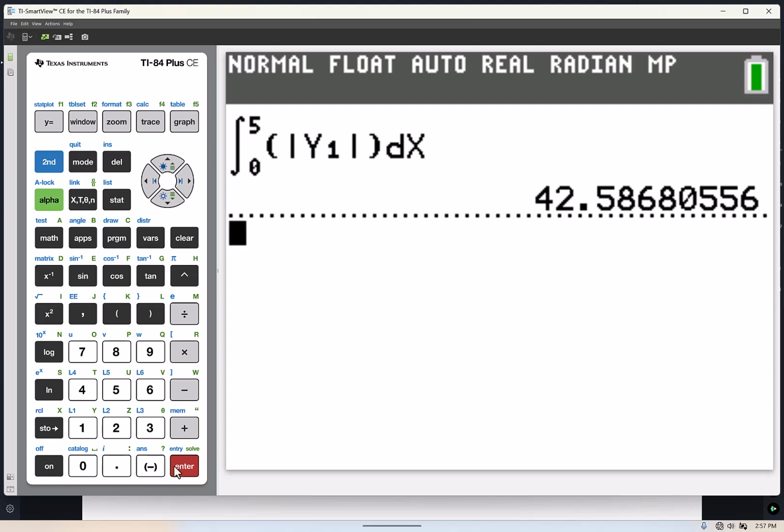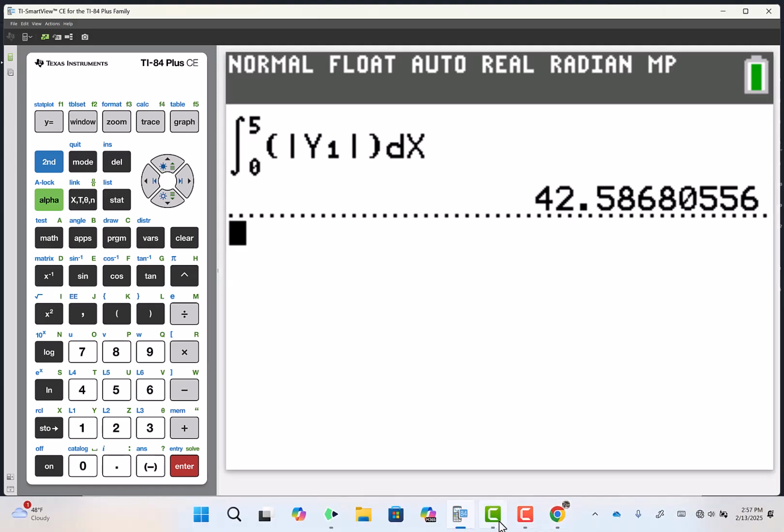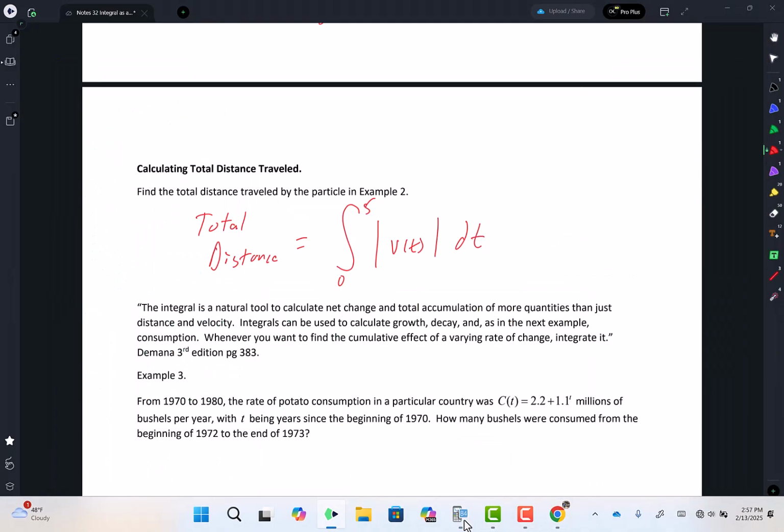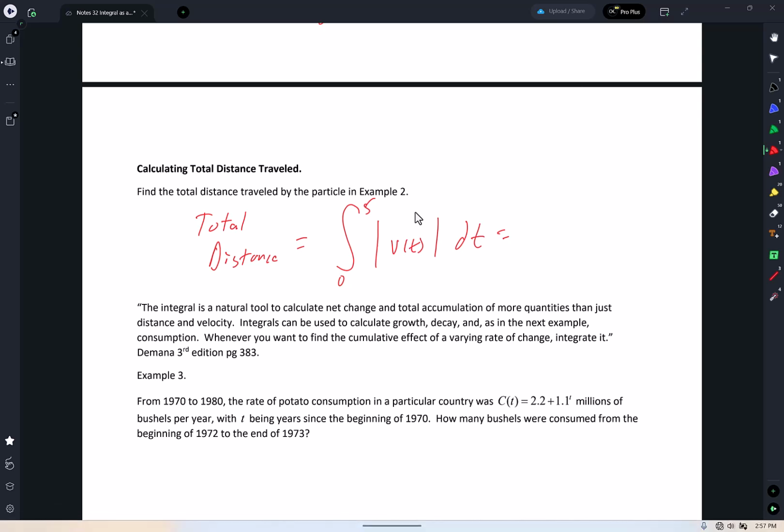How many digits after the decimal? 3 minimum. Truncated or rounded, it does not matter. I actually prefer that you write all the digits, 4 or 5 of them. 42.5868. I'm going to put all those. You could have said 42.587 or 42.586. I prefer putting more digits. You're safe if you put more digits. Cool or not cool? All right, there it is.